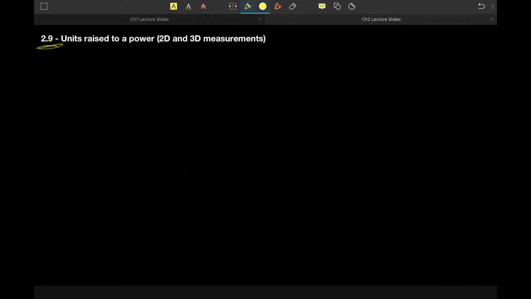There's really nothing new in Section 2.9. We're just going to take all the conversions we've already talked about and talk about how they're a smidge different if we're talking about 2D and 3D measurements, right? So when we're talking about 2 dimensions, we're talking about things like area. 3 dimensions would be things like volumes, okay?